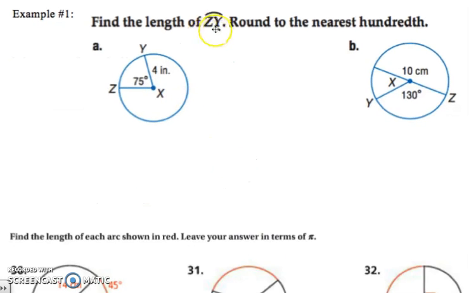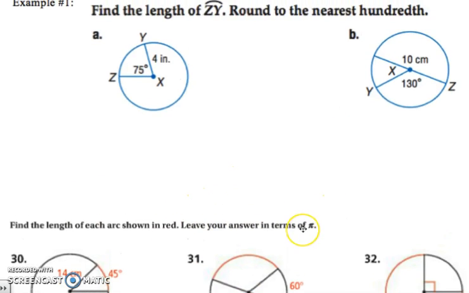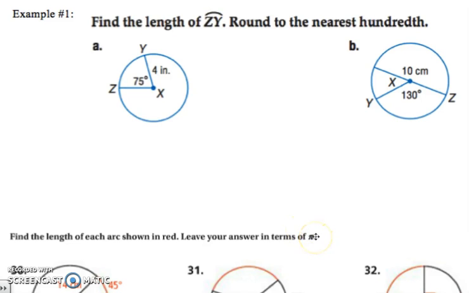I want to find the length of ZY and round it to the nearest hundredth. So I'm going to type in the calculator and get 2 decimal places. Notice down here, it can also say leave your answer in terms of pi, which means don't put pi in the calculator because that's going to give you some rounding errors. So if it says round to the nearest hundredth, you can use pi in the calculator. If it does not, leave pi out.